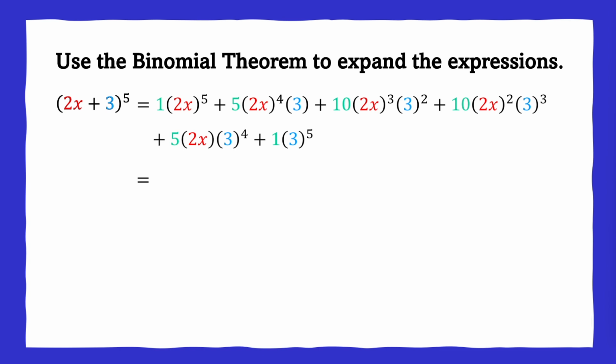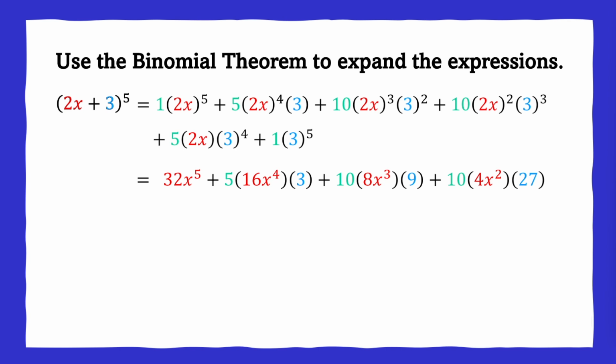For the first term, we raise each factor inside the parentheses to the fifth power, so we get 32x to the fifth power. For the second term, 2x raised to the fourth power is 16x to the fourth power. The third term, (2x)^3 equals 8x cubed, and 3 squared equals 9. The fourth term, (2x)^2 equals 4x squared, and 3 cubed equals 27. The fifth term, 3 to the fourth power equals 81. The sixth term, 3 to the power of 5 equals 243.